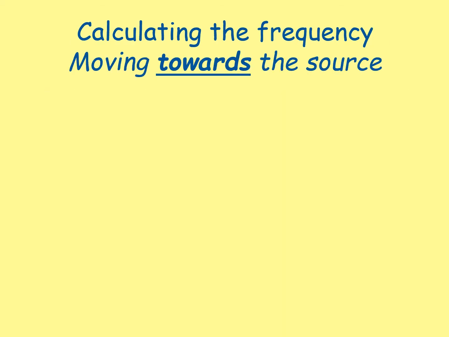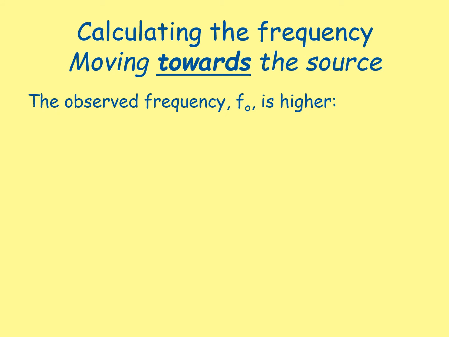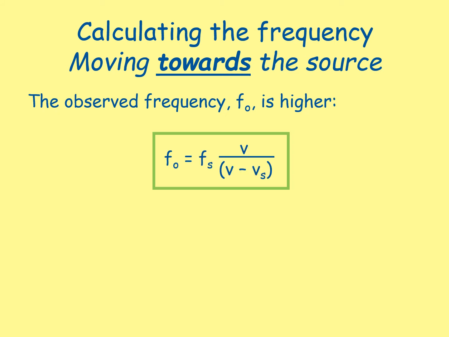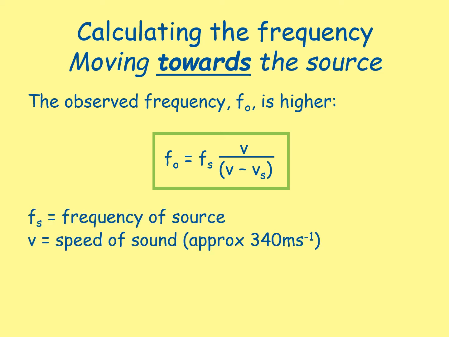Calculating the frequency moving towards the source. The observed frequency, Fo, is higher. Fo equals Fs multiplied by V over V minus Vs, where Fs is the frequency of the source, V is the speed of sound, which is approximately 340 meters per second, and Vs is the speed of the source.